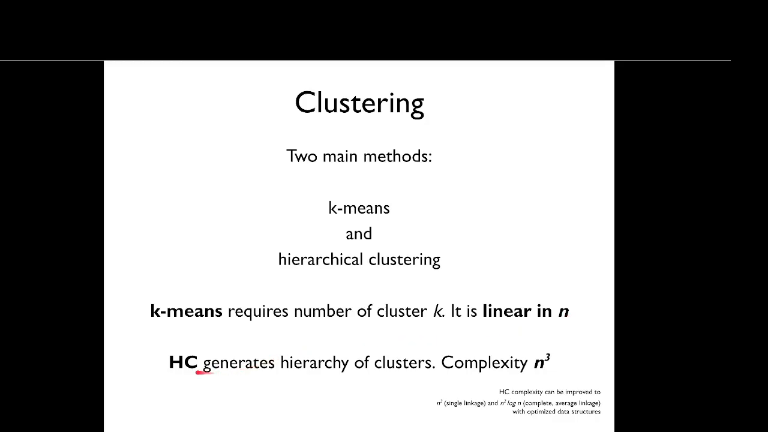Hierarchical clustering, on the other hand, as the name suggests, creates a hierarchy of clusters. And in the naive case, its n-cube complexity can be improved for single linkage. We will see in a minute what that means. Single linkage, so for this configuration of hierarchical clustering and with optimized data structures, it can be brought down to n square. And for complete and average linkage to n square log n. But the naive implementation does have n cube complexity.